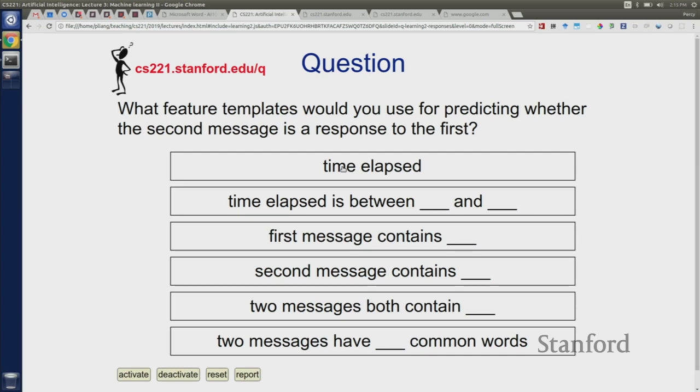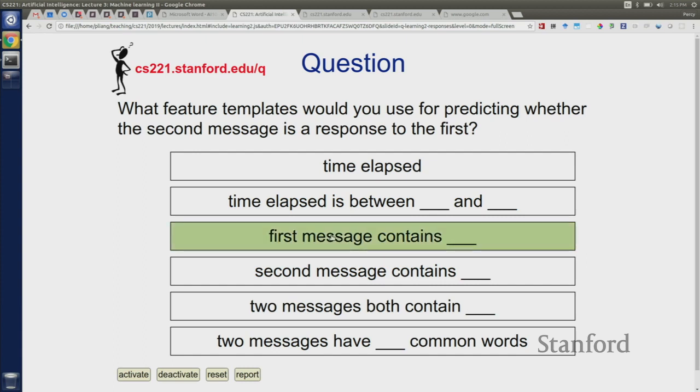And this might be a bad assumption because the length of time doesn't really relate linearly to your prediction score. So typically when you have a number which has a very high dynamic range, you generally want to bucket it into ranges. You can chop it into discrete regions like we did a moment ago, and that corresponds to this feature, time elapsed between X and Y. Okay, so what about first message contains a particular word?